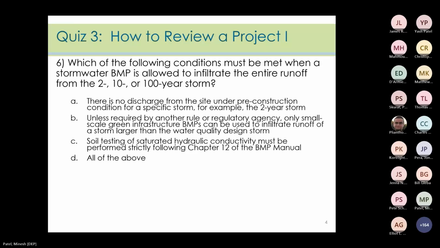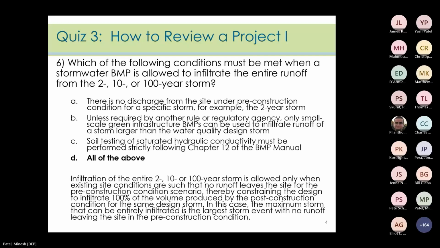Question 6. Which of the following conditions must be met when a stormwater BMP is allowed to infiltrate the entire runoff from the 2, 10, or 100-year storm? And the answer is D, all of the above. Infiltration of the entire 2, 10, or 100-year storm is allowed only when the existing site conditions are such that no runoff leaves the site for the pre-construction condition scenario, thereby constraining the design to infiltrate 100% of the volume produced by the post-construction condition for the same design storm.